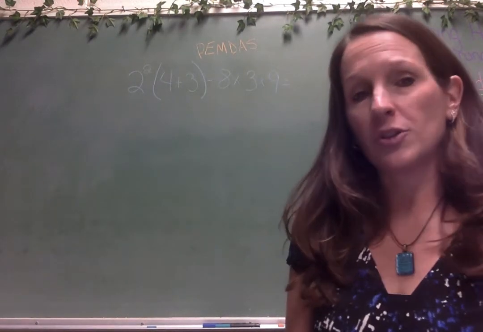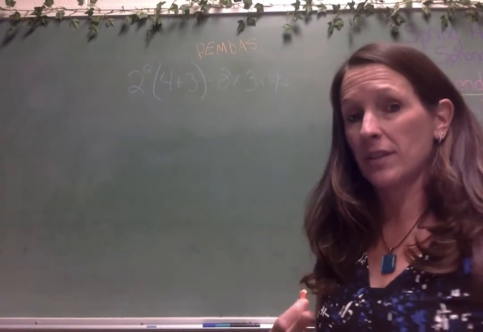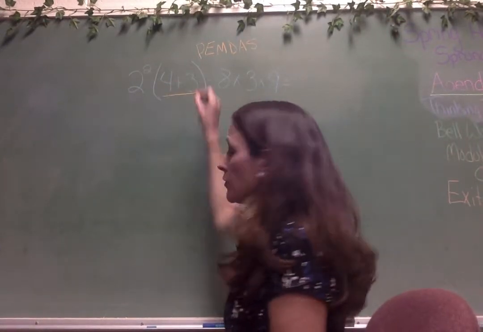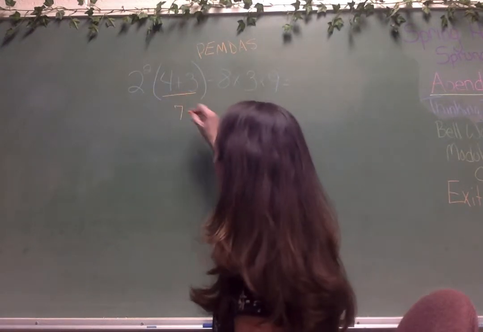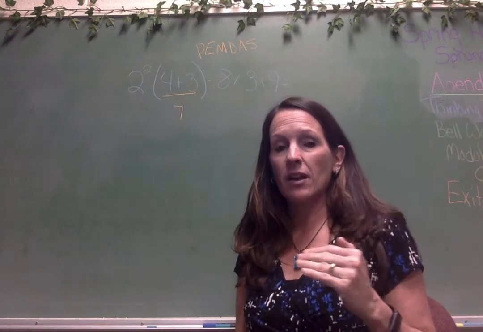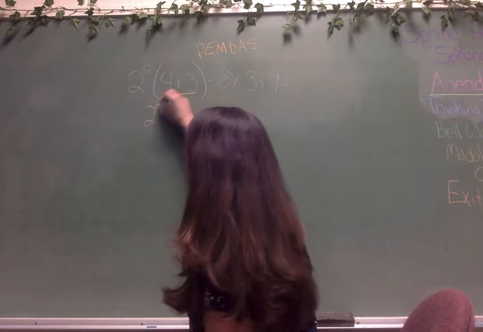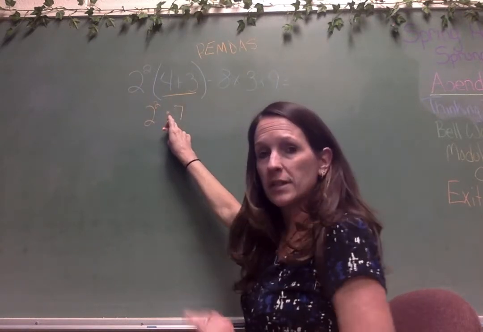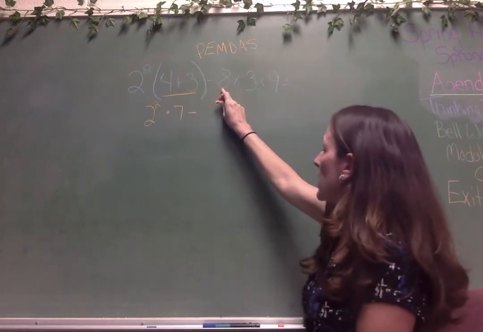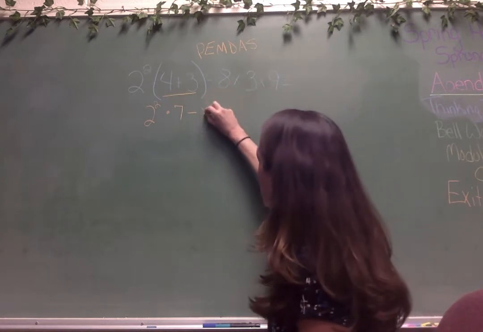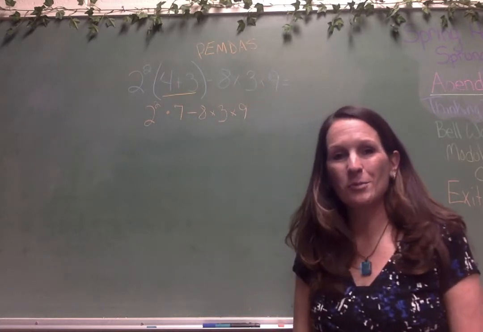If I go by the order of operations, it says P as in parentheses. So I'm going to do the math that's in the parentheses first. So we're going to underline 4 plus 3. 4 plus 3 is 7. So I'm going to put 7 down below. But then I'm going to bring down everything else in my problem that I didn't touch. So I bring down the 2 squared. I'm going to still put a multiplication sign there because I got rid of my parentheses, but I need to remember that that's multiplication. Minus, I didn't touch my 8 times 3 times 9. And I'm done with the parentheses.